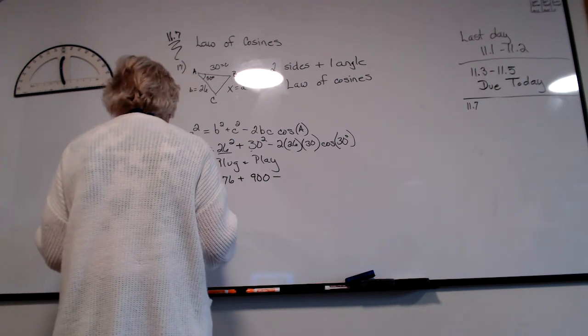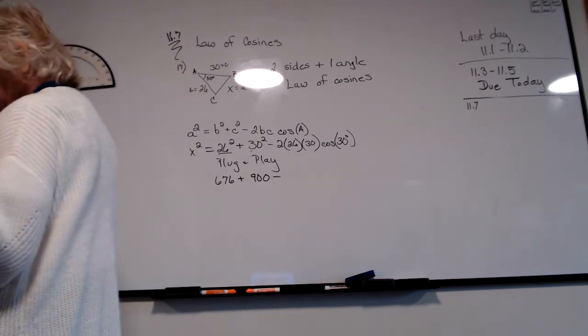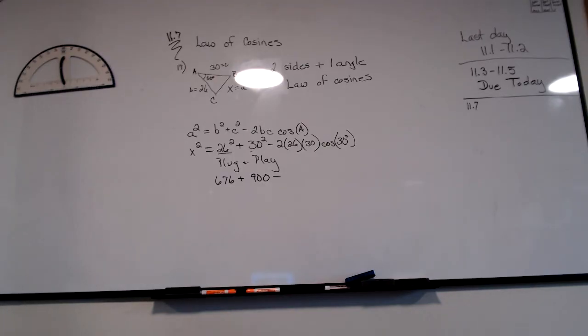Wait, how would you do it? Would you do 26 times 30 then times 2? You can do it either way. Multiplication can be done in either order. I got 1560? I did it wrong.